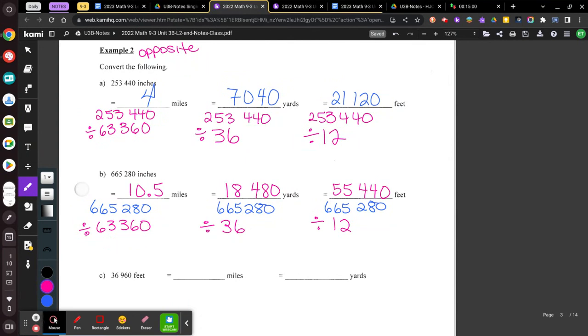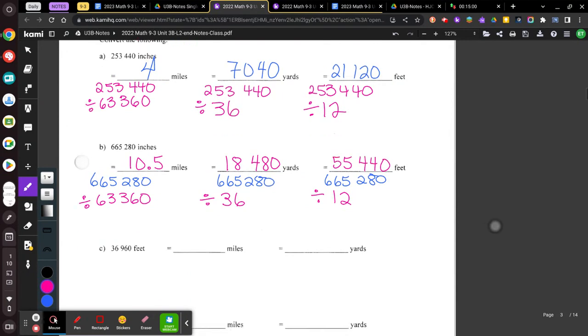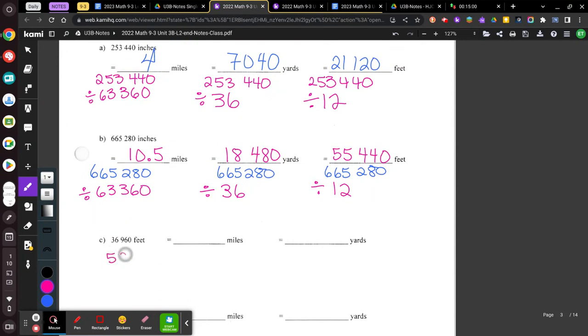All right, letter C says feet to miles. So on the top, I'm going to find feet. On the bottom, I find miles, and I'm going to go down. Okay, so I get the number 5280. But I don't know if I'm timesing or dividing. So I'm going feet to miles. I'm going down. So what does that mean? I'm going down. What am I doing? Dividing. Okay, down is divide.